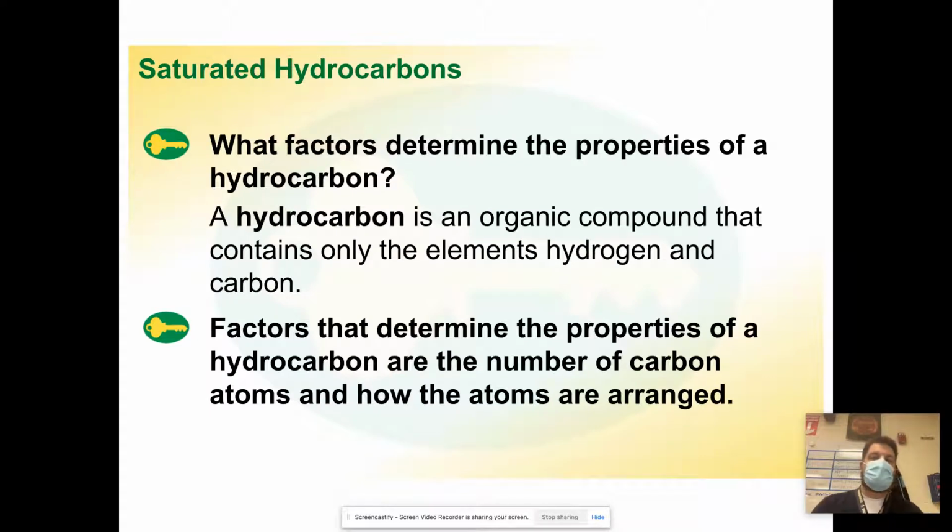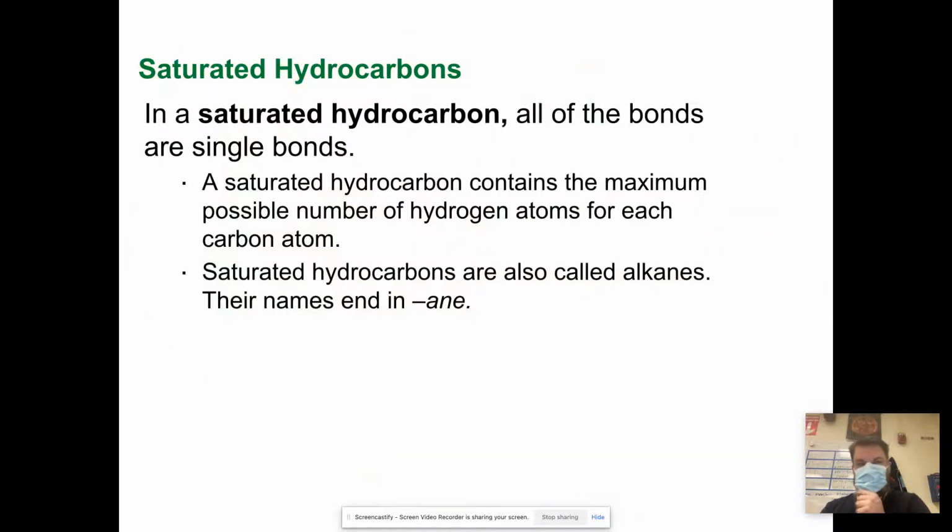What factors determine the properties of a hydrocarbon? A hydrocarbon is an organic compound that contains the elements of hydrogen and carbon. Factors that determine the property of a hydrocarbon are the number of carbon atoms and how the atoms are arranged.